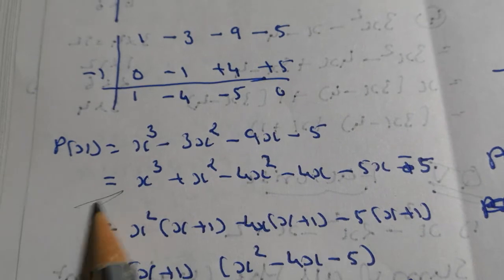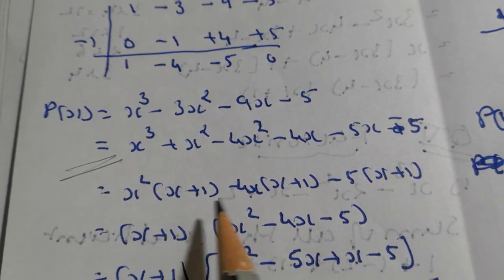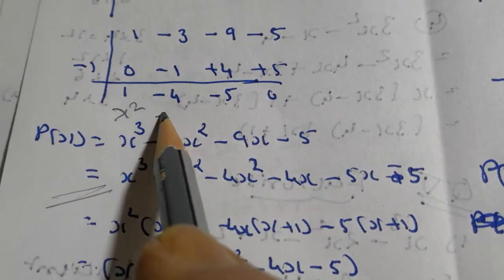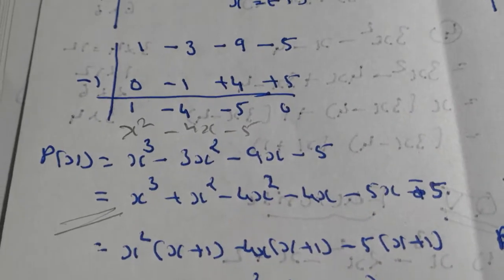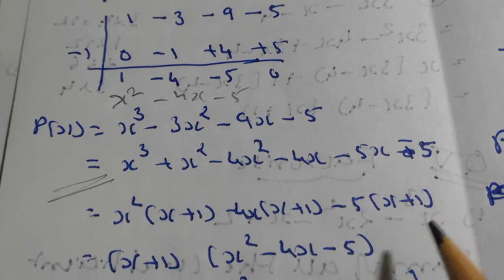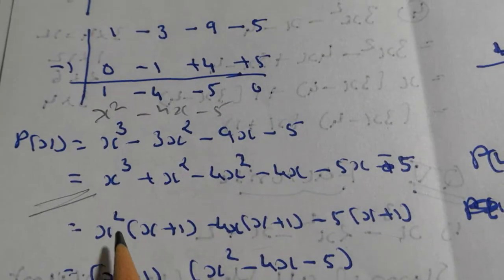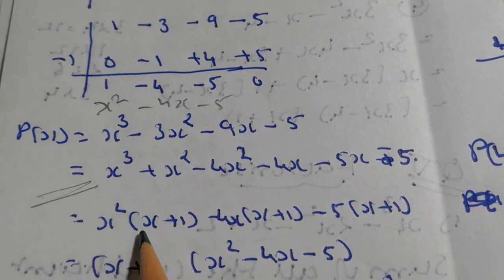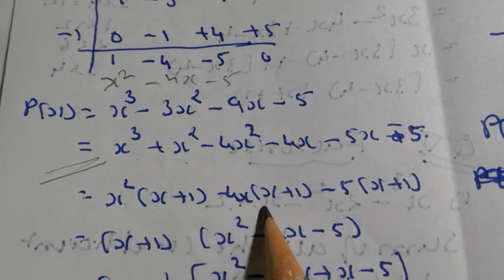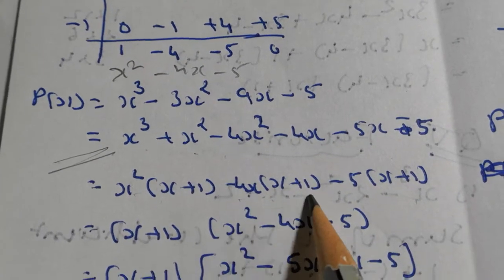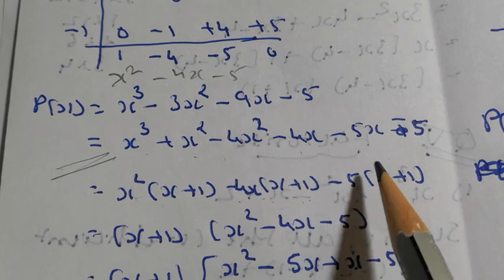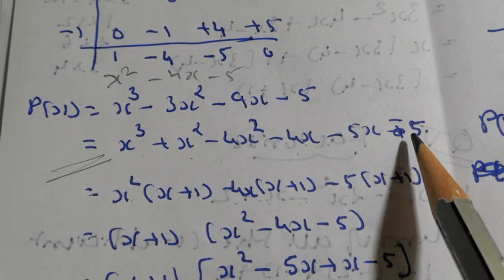So my question was x cube minus 3x square minus 9x minus 5. Don't write this second step right now. First we are going to write x plus 1, x plus 1, x plus 1. And from the table, this will be x square minus 4x minus 5. So I am multiplying it: x square into x plus 1, minus 4x into x plus 1, minus 5 into x plus 1. Multiplying the brackets, I get x square into x is x cube, x square into 1 is x square, minus 4 into x is minus 4x square, minus 4x into 1 is minus 4x, minus 5 into x is minus 5x, and minus 5 into 1 is minus 5.